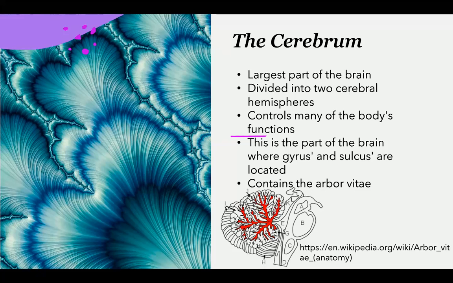First, I would like to discuss the cerebrum. This is the largest and most complex part of the brain. The cerebrum is divided into two cerebral hemispheres. These hemispheres control many of the brain's functions.